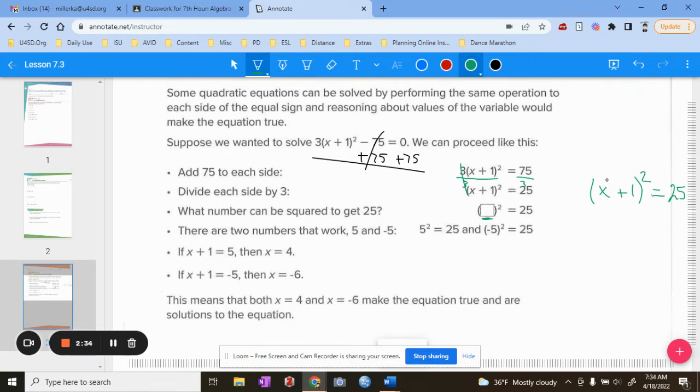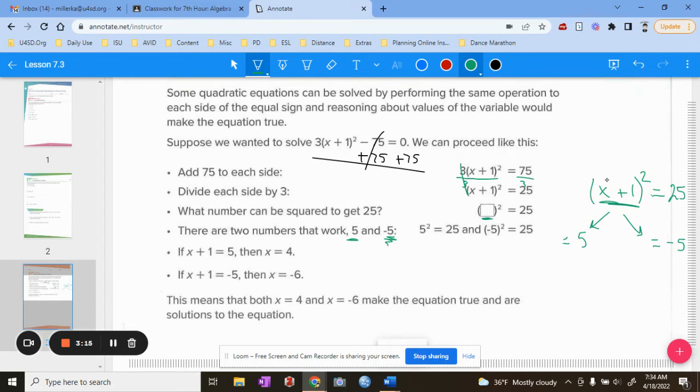Well, we have two options, 5 times 5, or 5 squared, or negative 5 times negative 5. So negative 5 squared. Because remember, a negative times a negative is a positive number. So 5 squared equals 25 and negative 5 squared equals 25. Now this gives us two options for our x plus 1. That x plus 1 can equal positive 5 or it can equal negative 5. And we are going to consider both options.